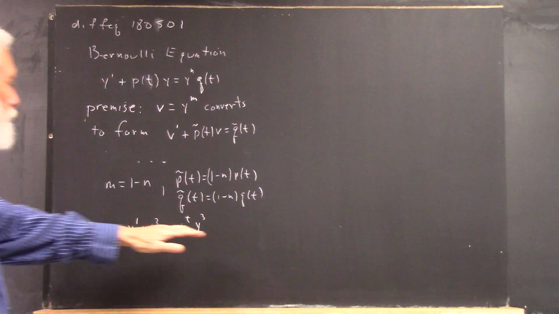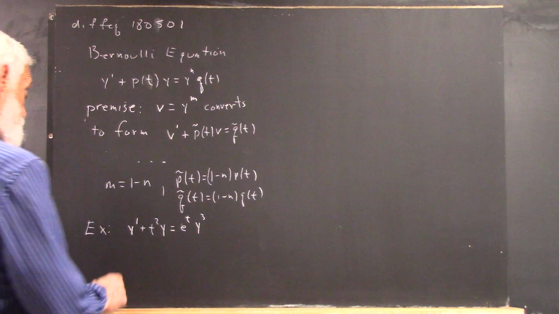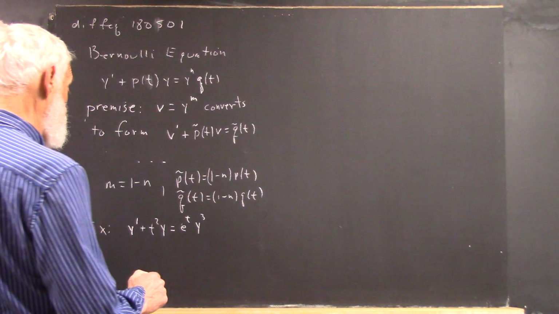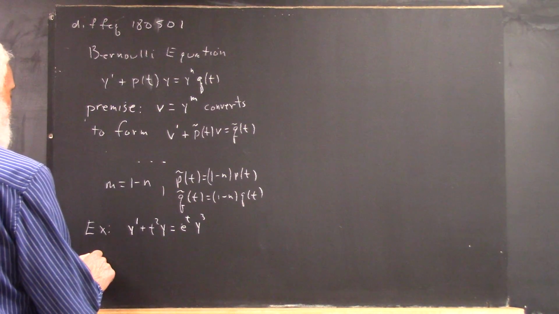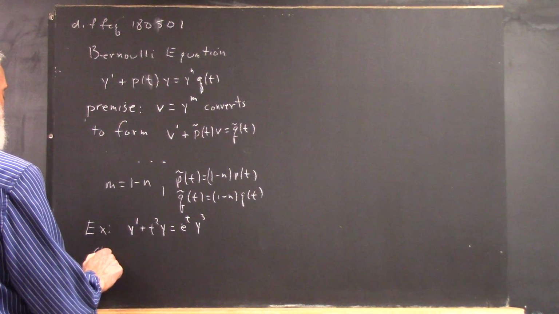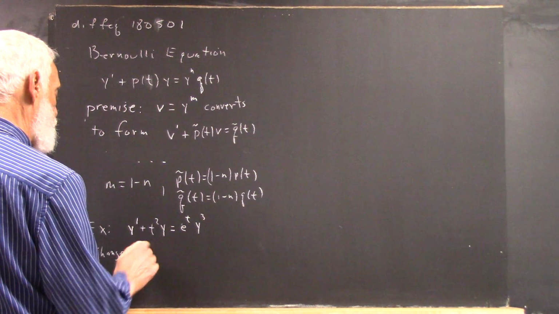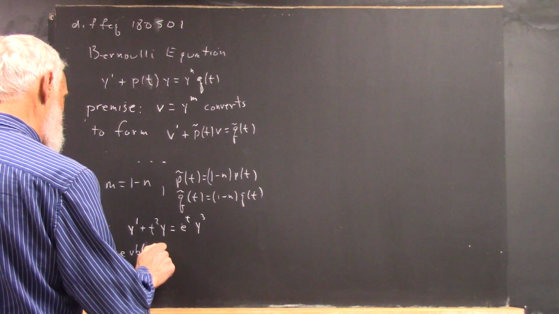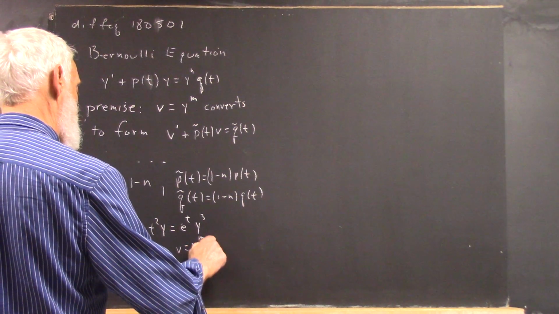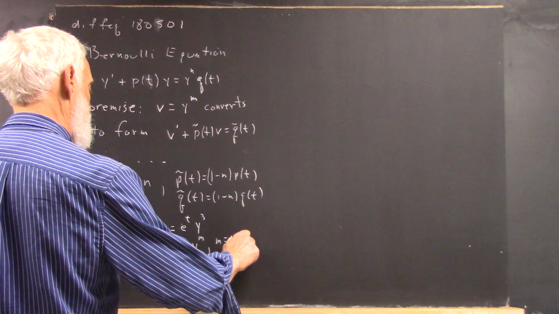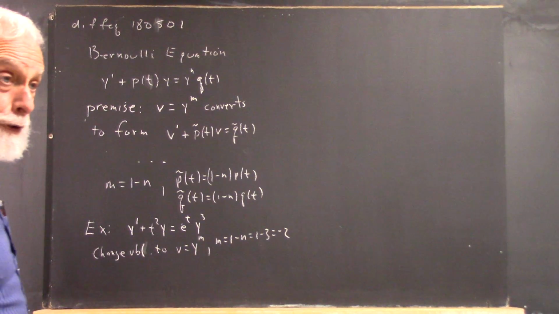Okay, so we're working out this example. So what are we going to use for n? 3. I'm sorry? 3. You said for n? 3. Yeah, I'm sorry. What are we going to use for m? -2. Okay. Change of variable, and that means m is going to be -2.